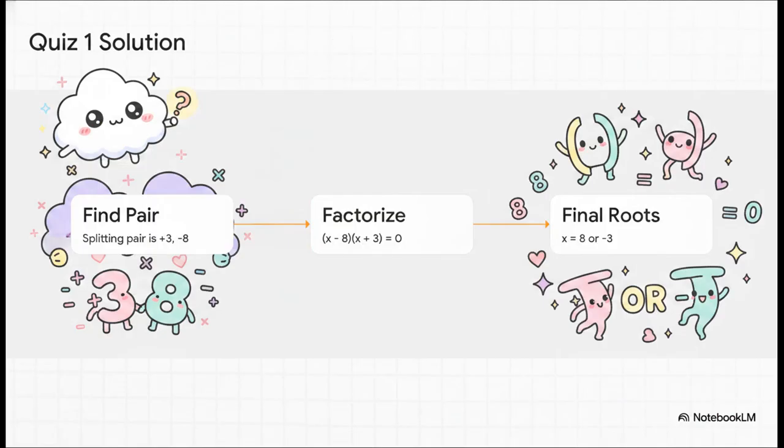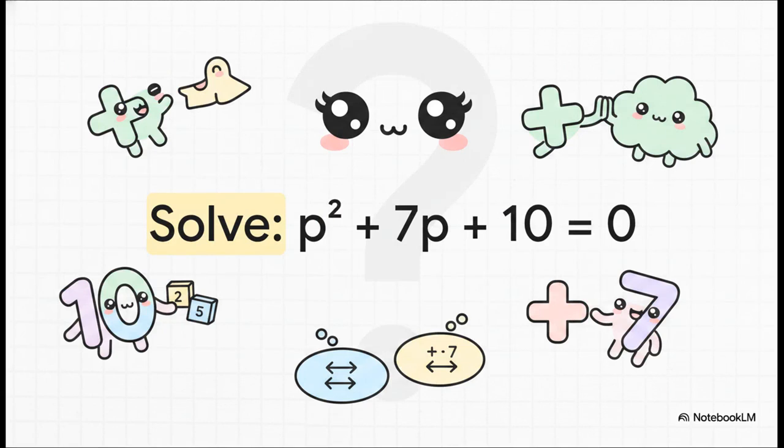Let's see how you did. Step 1. Your splitting pair should be +3 and -8. Why? Because 3 times -8 is -24, and 3 minus 8 is -5. Step 2. Drop them into the brackets. (x - 8)(x + 3) = 0. And step 3, flip the signs for the final roots. x equals +8 or -3. Great job if you nailed that. Let's hit one more just to completely lock this in.